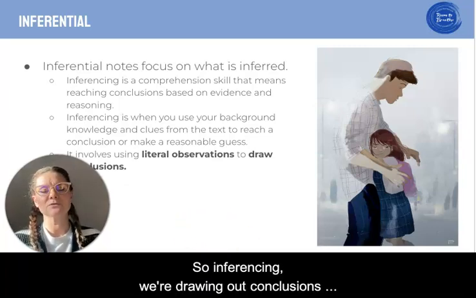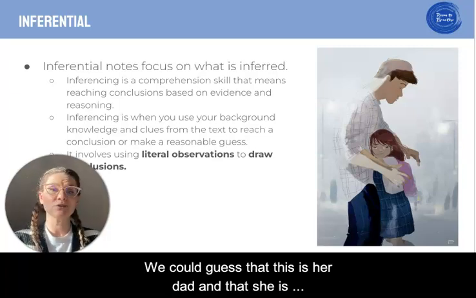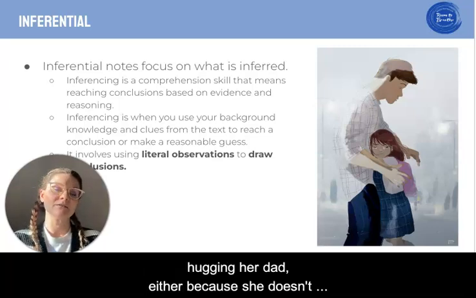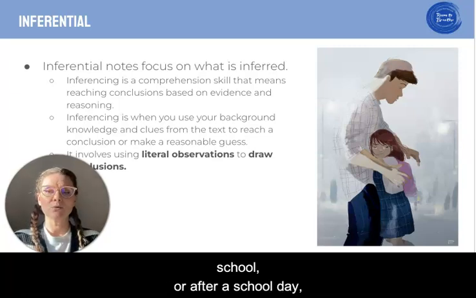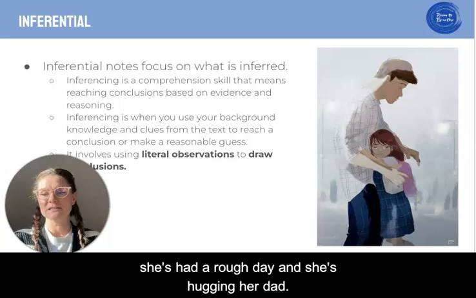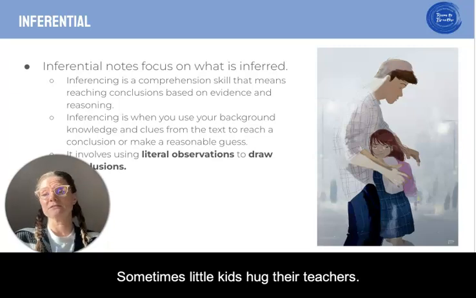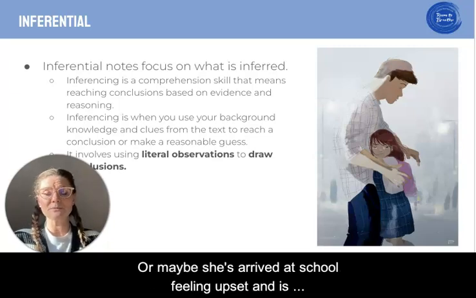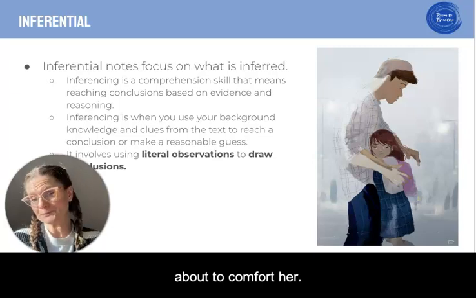So with inferencing, we're drawing out conclusions based on what we know or based on educated guesses. We could guess that this is her dad and that she is hugging her dad either because she doesn't want to go to school, she feels nervous to go to school, or after a school day, she's had a rough day and she's hugging her dad. We could also infer that this is her teacher. Sometimes little kids hug their teachers. So maybe something happened at school, or maybe she's arrived at school feeling upset and is hugging her teacher who is about to comfort her.